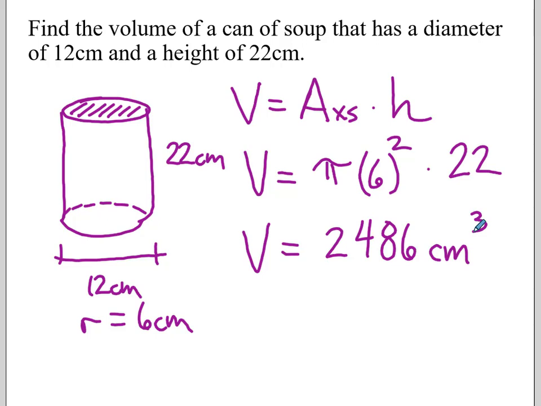And you'll notice, please pick this up right here, because this is a volume and we're multiplying 3 dimensions together, it has a cube on it. That means we're looking at how many little cubes fit inside this can. So 2,486 of these little cubes would fit inside.